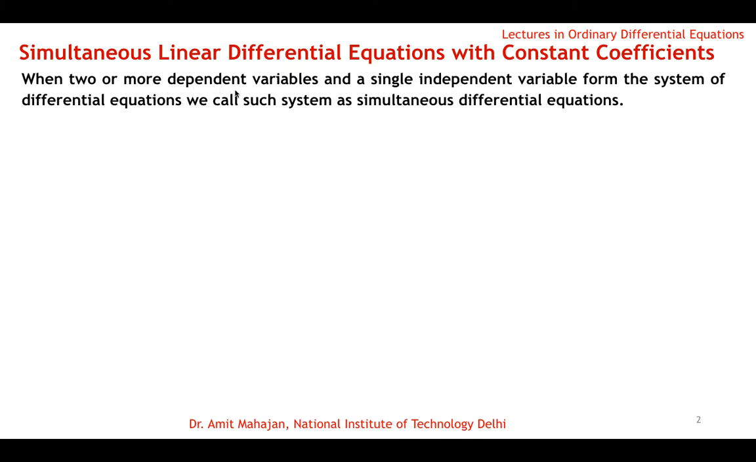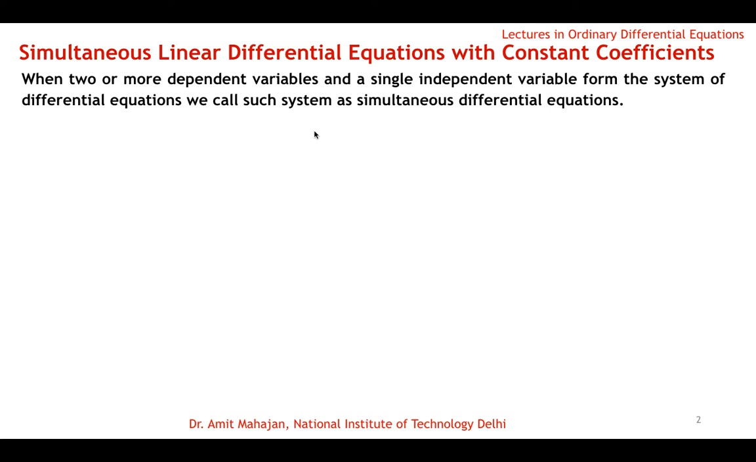When two or more dependent variables and a single independent variable form the system of differential equations, we call such a system simultaneous differential equations. So when we have not just one equation but more than one differential equation, we need more than one dependent variable. If we have two or more dependent variables and only one independent variable, because we are only doing ordinary differential equations. If we have more independent variables then it will become a partial differential equation.